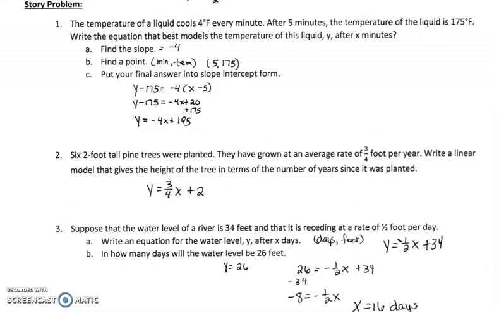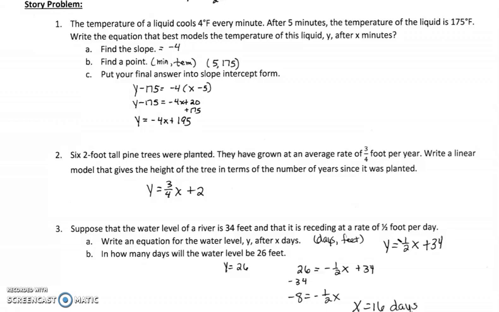Okay. Number 2. 6 2-foot tall pine trees were planted. They have grown at an average rate of 3/4 feet per year. Write a linear model that gives the height of the tree in terms of the number of years since it was planted. So y equals, this one is a little bit different. You can go right into slope-intercept form. If you don't want to, you can go and plug it into point slope, but it'll eventually become this.